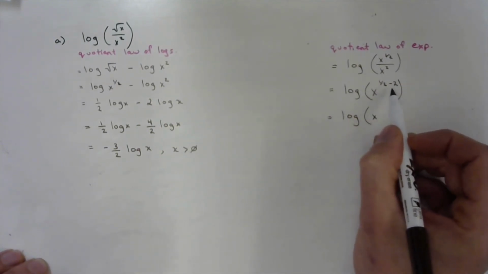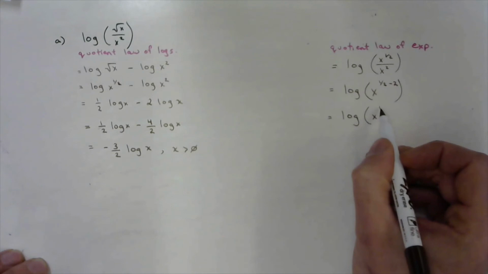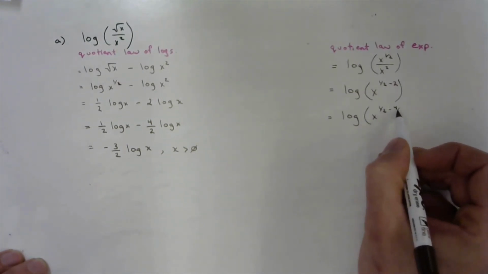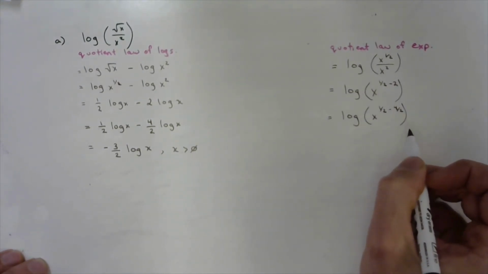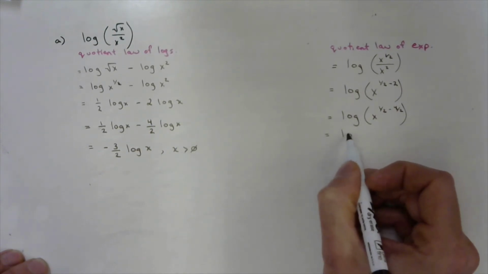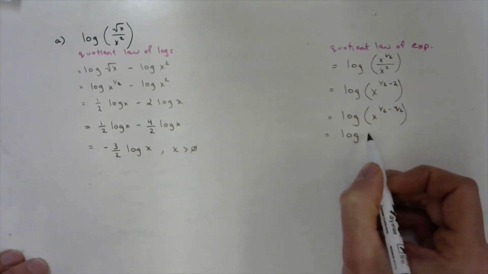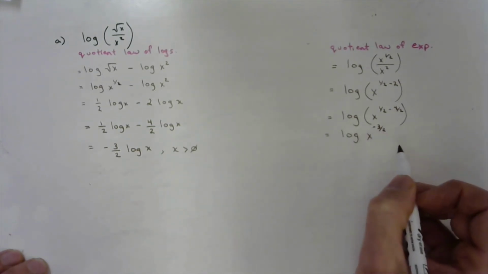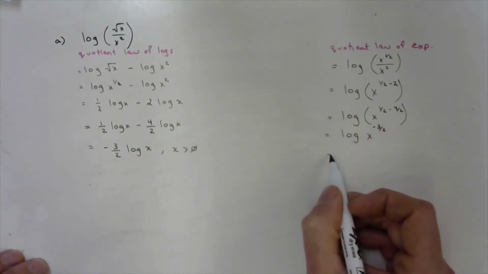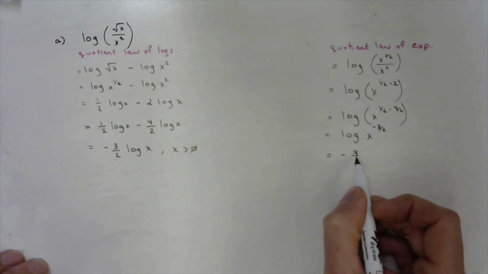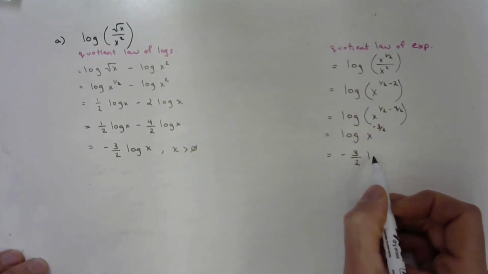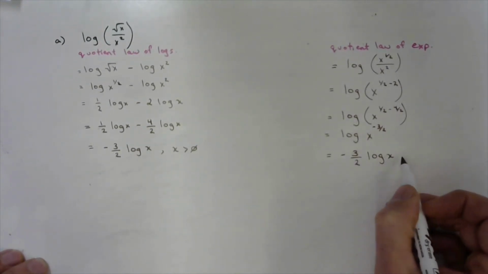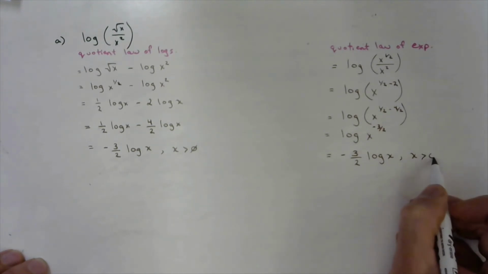I'm adding and subtracting fractions, so I need to express 2 as a fraction over 2. So I've got 1/2 minus 4/2. That gives us the log of x to the power of negative 3/2. And then I can apply my power law of logarithms, which gives us negative 3/2 times the log of x, where x must be greater than 0.